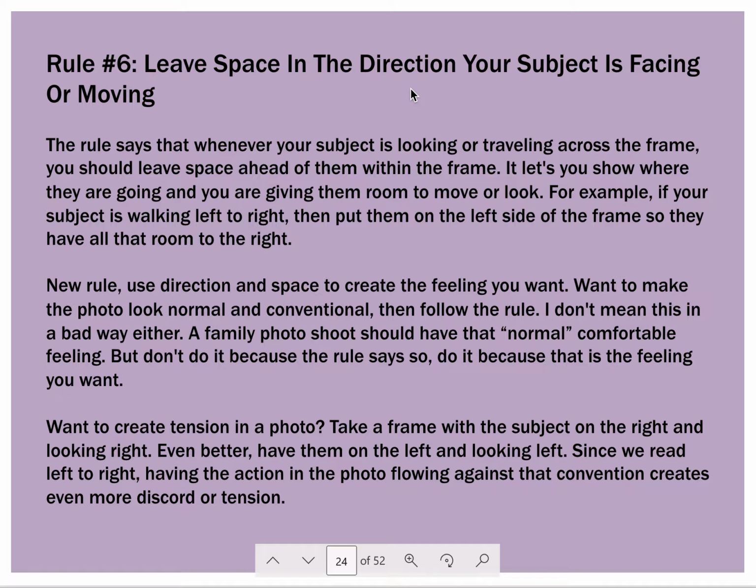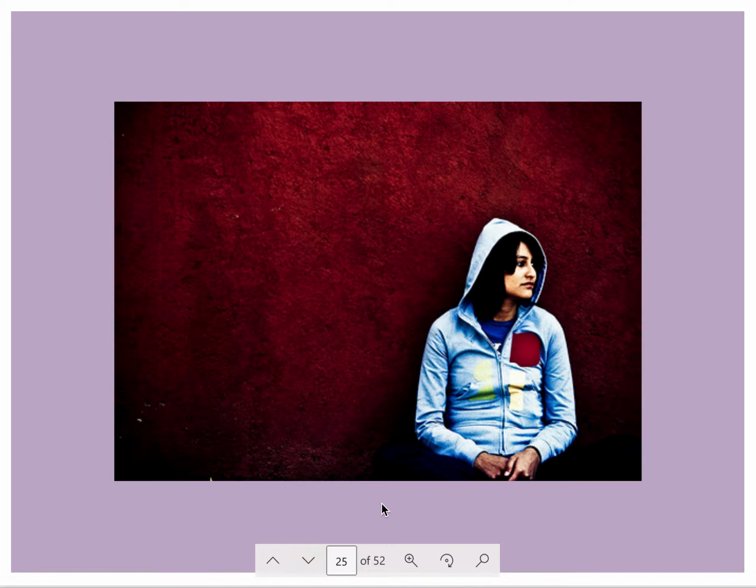Okay, so we talked about the duck, leaving space in the direction your subject is facing or moving. And in general, you want to. When your subject is moving in a direction, you want to give them area to move into. It keeps your shots from feeling claustrophobic. However, you can change that. You don't have to follow this rule. And I'm going to show you. It helps create tension in your photo by doing this.